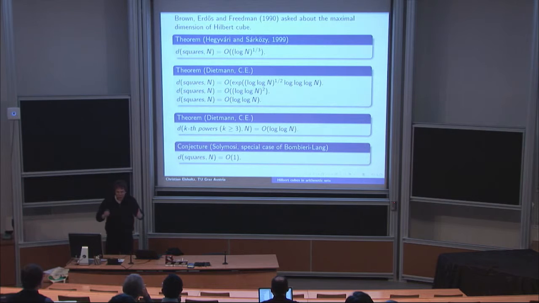So anyway, what should be true? The answer should be finite. This was observed by Solymosi, but it should be clear from the previous slide, from this Bombieri-Lang conjecture. If one of the sets has 4 elements, the other one is finite. So actually, that means you cannot construct in this finite set a large Hilbert cube.